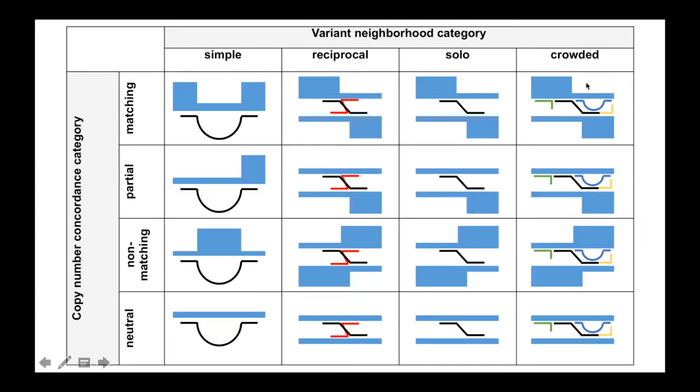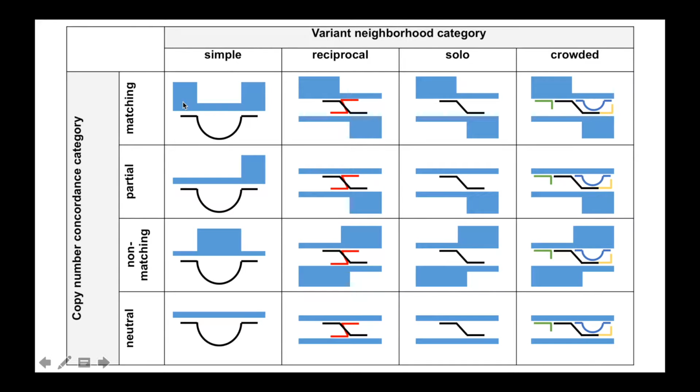Crowded variants are simply variants that don't fit into any of these other types, and it means that there are other variants nearby. This can be as little as just one other variant that's within 100 kb of one of its breakpoints. Here I show a more common case where there are several other variants nearby. But it can just be anything where it's not alone, it's not reciprocal, and it's not a simple variant.